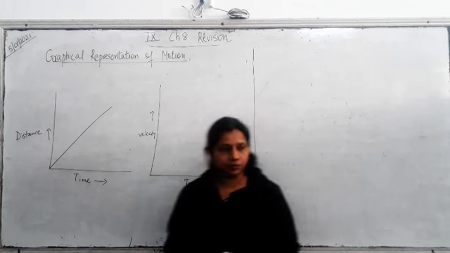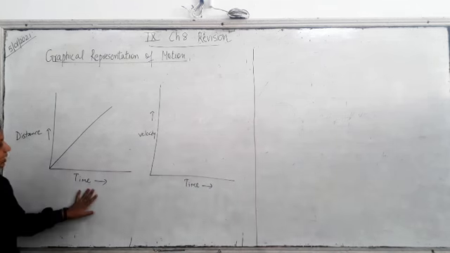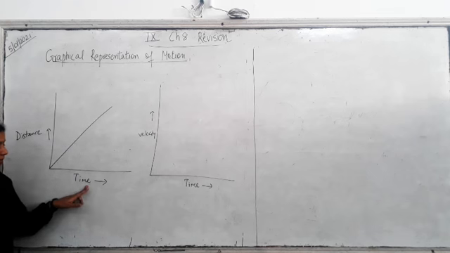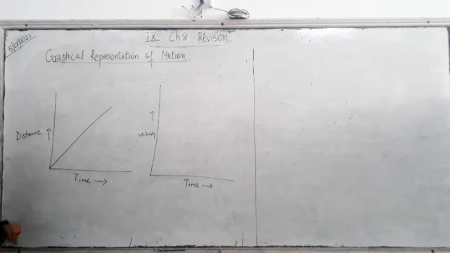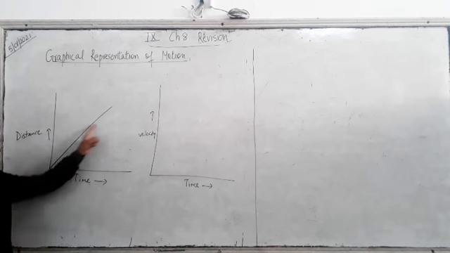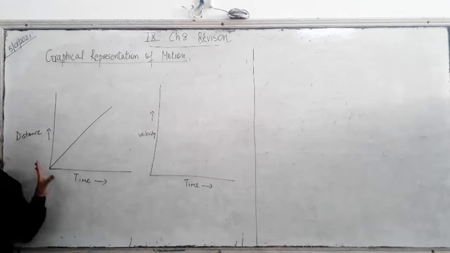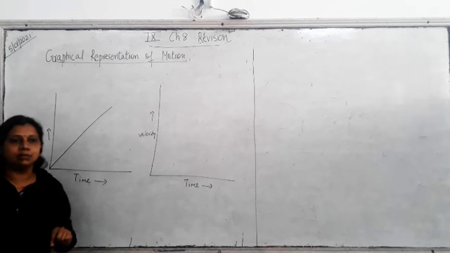Now let's see. This is my distance time graph. The time is on the x-axis and distance is on the y-axis. And a straight line means it is for uniform motion. Now, how to find speed from this distance time graph?